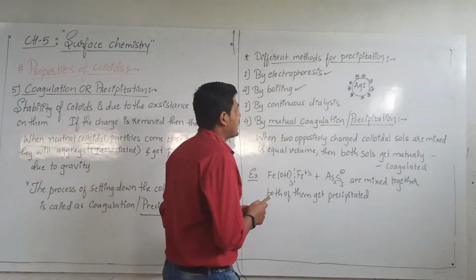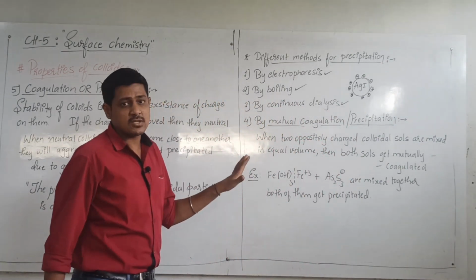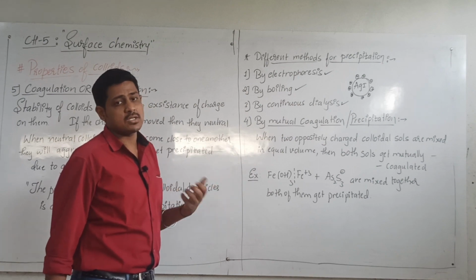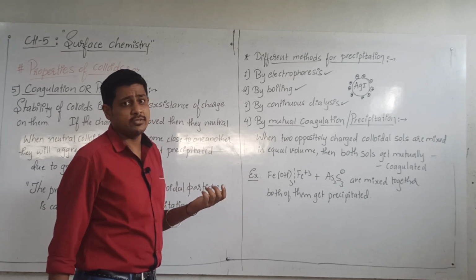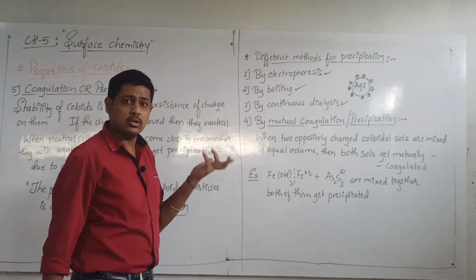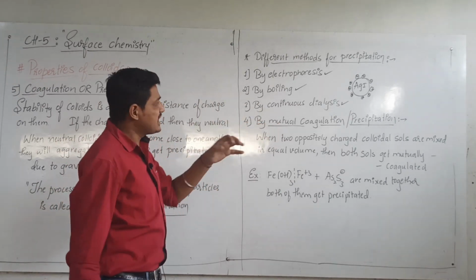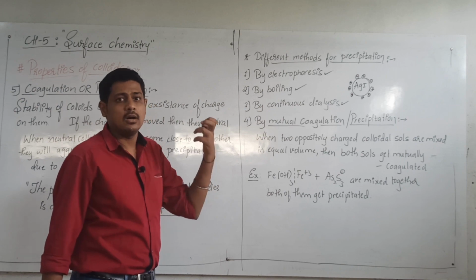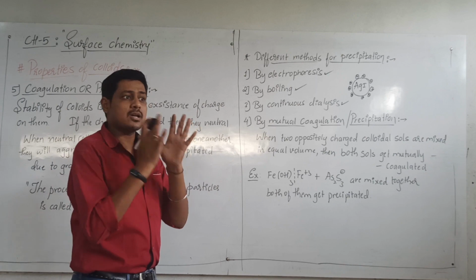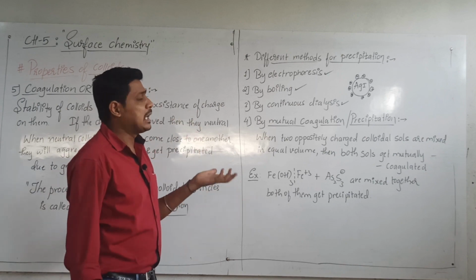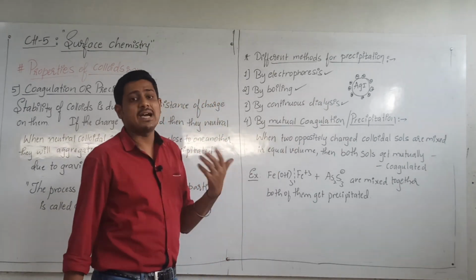Next, the third one is continuous dialysis. Now we have studied dialysis also. Dialysis is one of the methods for the purification of colloidal particles. We have defined the meaning of purification of colloids. Whenever a colloidal solution is formed, some excess amount of electrolytes is present. The removal of that excess amount, down to the required amount of electrolyte, is called purification of colloids. In that purification, dialysis is one method. So in dialysis, what will happen?